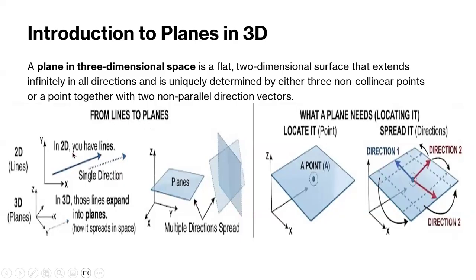So if you look below here, we have how they go from lines to planes. Lines happen in 2D, so you have a line going in a single direction. Now planes, they extend or expand into three-dimensional space. So they spread out in space. If you look over here, we have what a plane needs for locating it. The first thing we need is a point. Then it could spread infinitely in all directions. The next slide will simplify what that means.